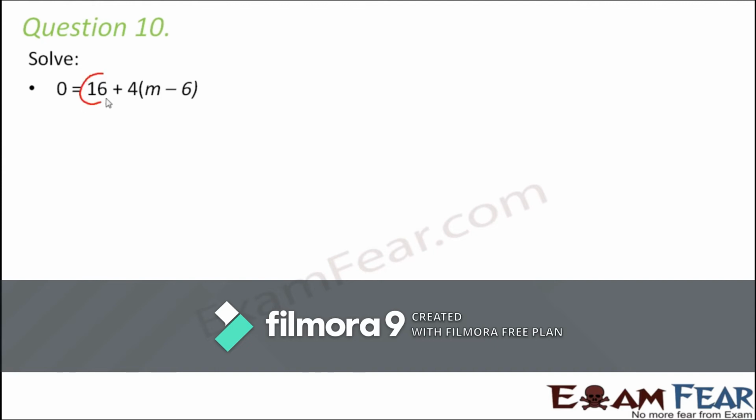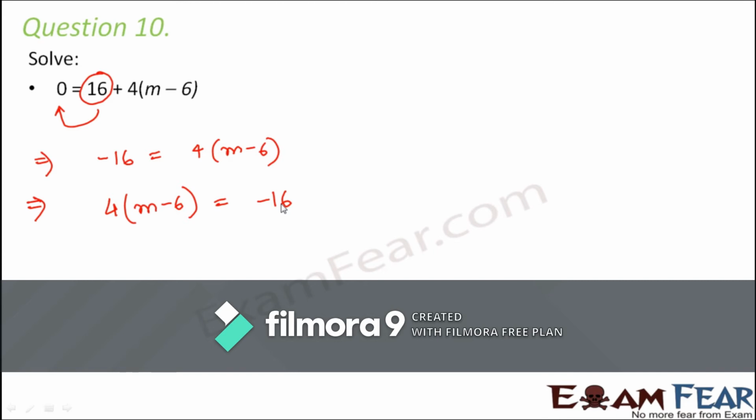So for now, let us first shift the constant. So let's bring the constant this side. So this becomes minus 16 is equal to 4 into m minus 6. Now, if you want, you can write the entire left hand side as right hand side and the entire right hand side as left hand side. Now this you can only do when you are taking the entire left hand side and writing it on the right hand side, and vice versa. So this can be written as 4 into m minus 6 is equal to minus 16 because they mean the same thing.